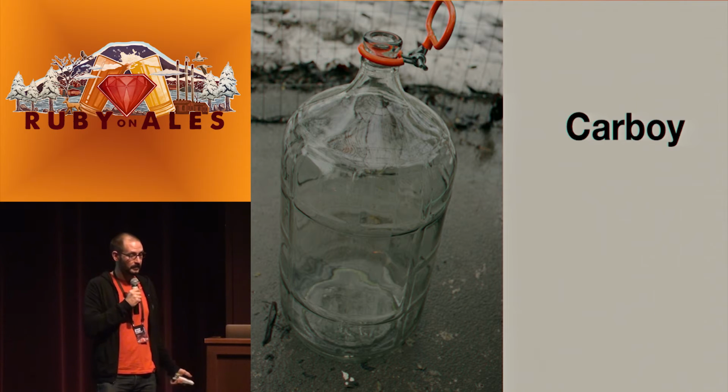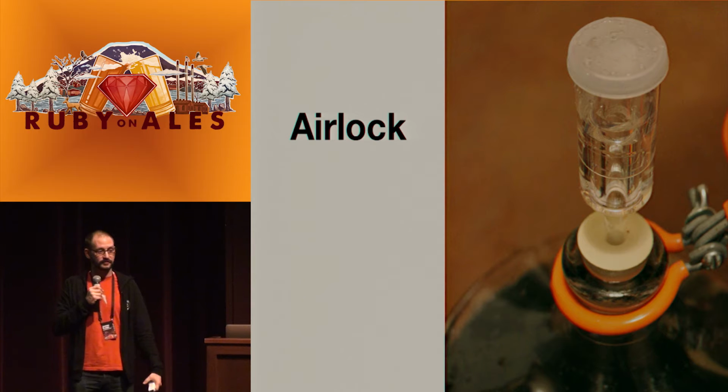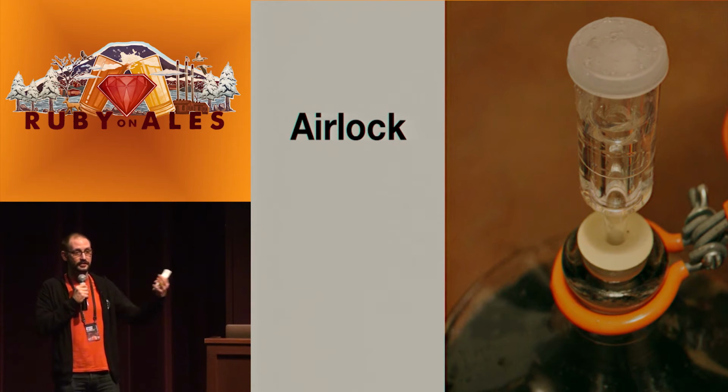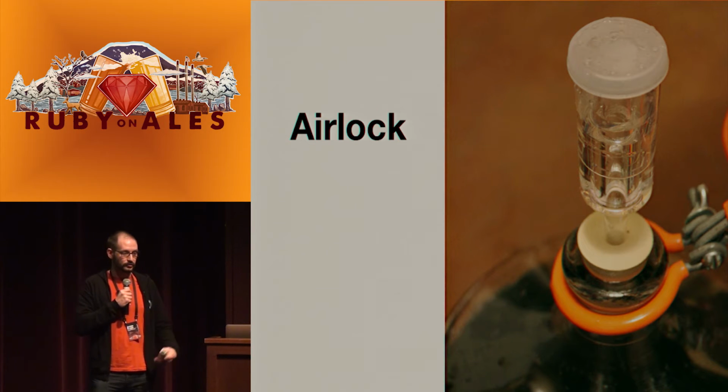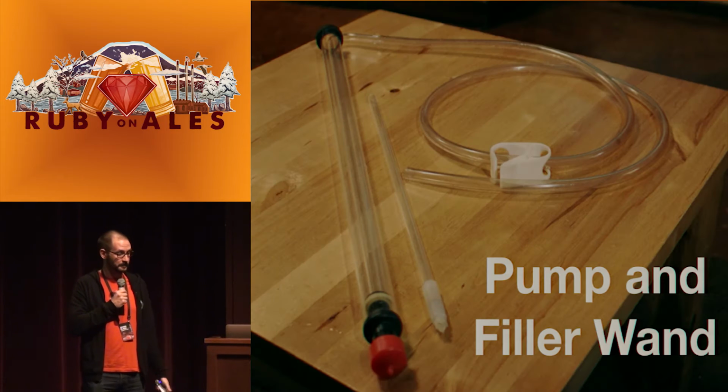They're very slick. You'll need an airlock. So this is a clever little plastic device that you fill up with water that makes it so nothing else can get into your beer, but air and CO2 can get out as it's fermenting. It's critical for being able to keep things clean, which we'll discuss briefly in a moment.